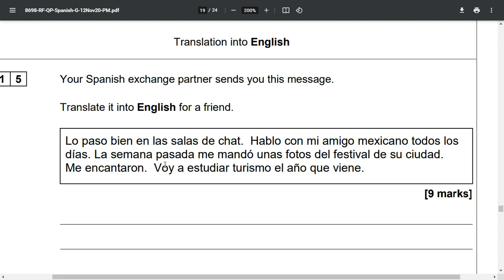Then we've got la semana pasada. Hopefully we recognize that time phrase, last week. You can see photos, you can see festival. Hopefully you recognize city. So last week he sent me some photos of the festival in his city. His city's festival would be a better translation.